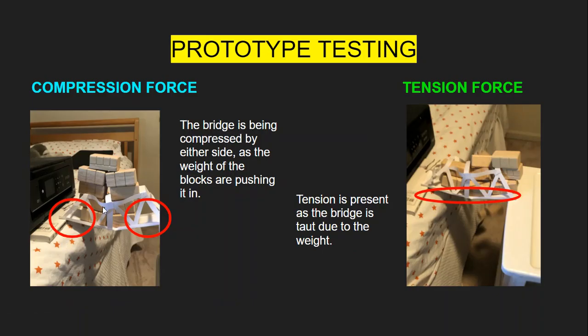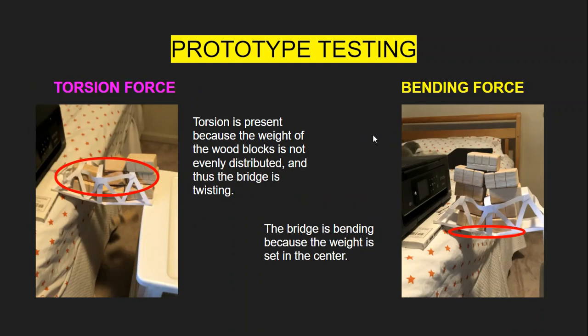Then what you're going to do is try to load as much weight as possible and see where your forces are going to be acting upon. So when this bridge is under stress, it will be compressed downwards. So the compression is forcing it down into the corners. You have tension, so it's going to be pulling across from the bottom. You have torsion where it's twisting. And then you have that whole bending in the center where it creates that C shape.